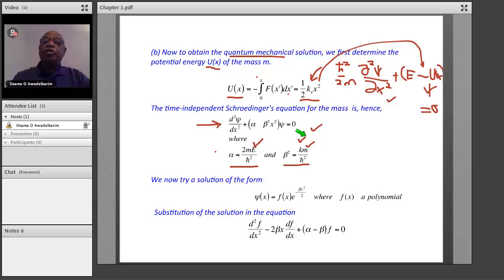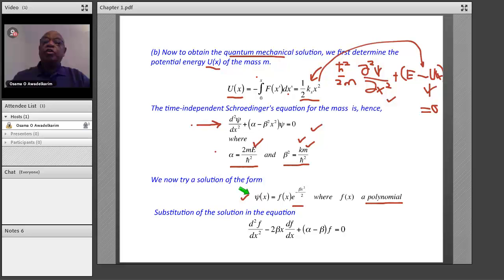You can look at the notes here, and you can immediately see that we have the whole process of solving this second order differential equation, and we do that by choosing a polynomial solution f of x times an exponential function e to the minus beta x squared over 2. So if we try this type of solution, we can claim that this psi of x solves this differential equation.